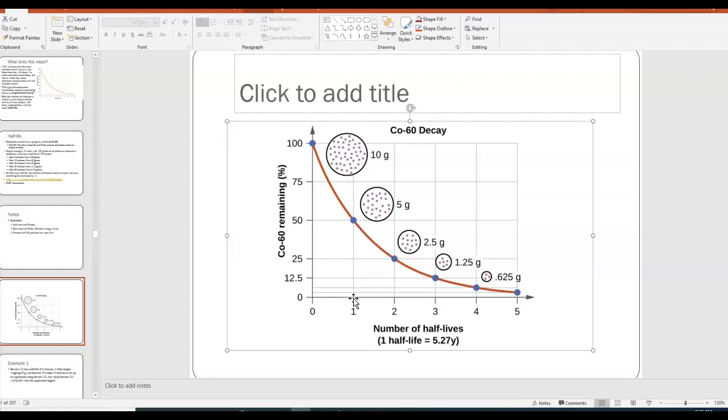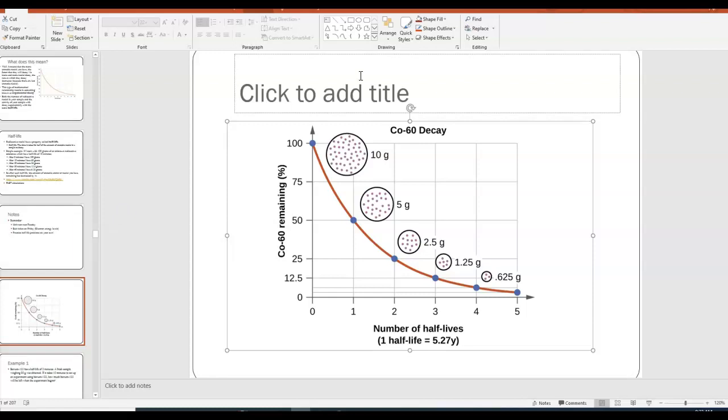So after one half-life, that is after 5.27 years, I have on average 50% remaining. So if I started with 10 grams, I now have 5 grams of cobalt-60 remaining. Now you could ask, well, what happens to the other 5 grams? Well, it underwent radioactive decay and it turned into some other element plus radiation particles. Right? We could write the decay equation if we knew what the product was.